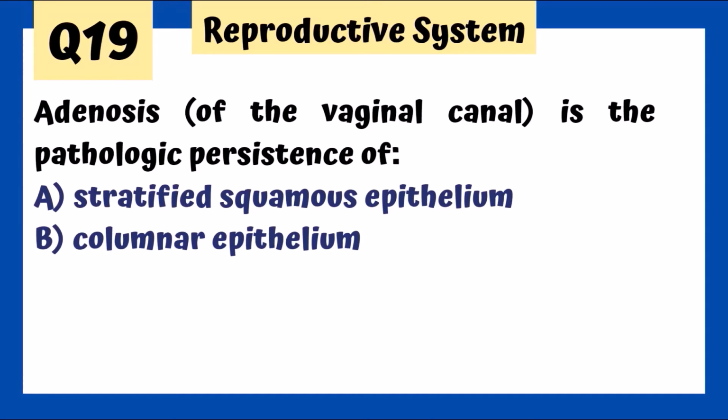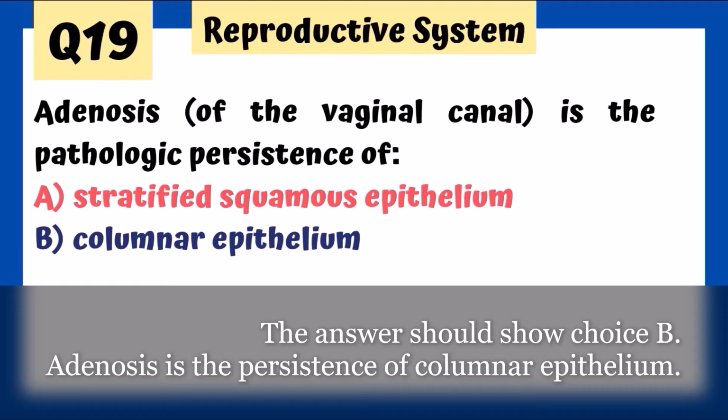Adenosis of the vaginal canal is the pathologic persistence of, and let's just take a moment over here to talk about the embryology of it. The vaginal canal is actually composed of 2 different embryonic structures. The bottom third is derived from the urogenital sinus, and the top 2/3 from the Mullerian duct. The bottom 1/3 is composed of stratified squamous epithelium, and the top 2/3 of columnar. During development, the stratified squamous replaces the whole vaginal canal, so the entire vagina is of stratified squamous epithelium.